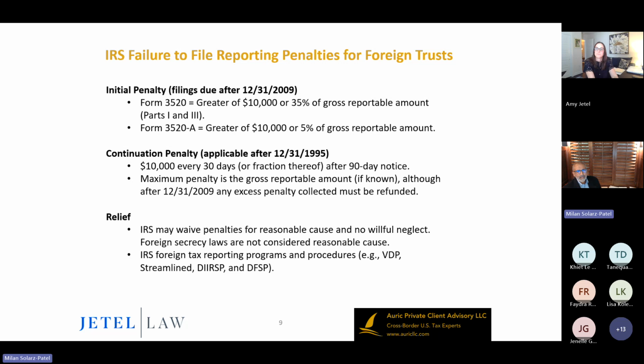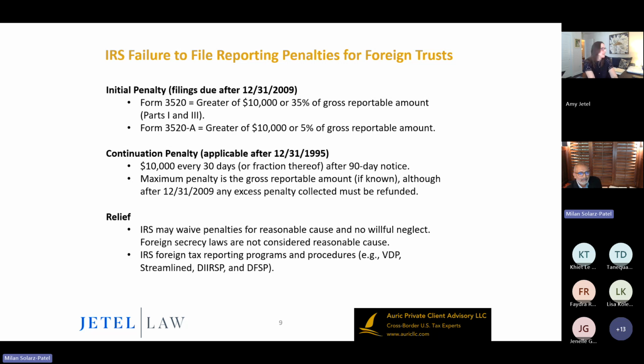And then there are a couple, DIRSP and DFSP. These are cases where there's no unreported income, but you still failed to file the information with the IRS, and you can correct it through these mechanisms. And if anyone has questions about that, you can contact us later for more details.